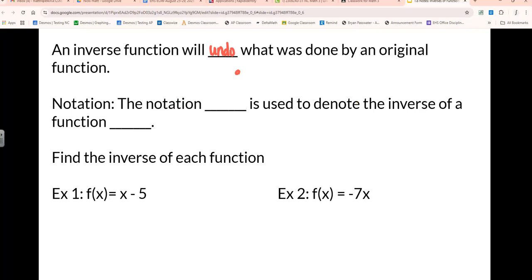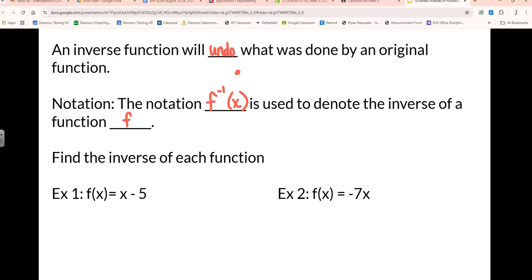The notation f with a -1 exponent of x is used to denote the inverse of a function f. You might also see g inverse of x. That might use a different letter than f. But if you see this little -1 exponent right here, that is indicating an inverse. So, example 1 and example 2 are inverses we should be able to come up with without actually having to learn how to find the inverse.